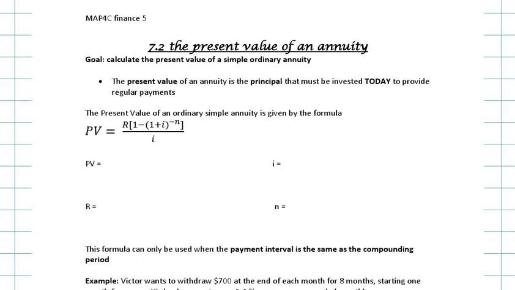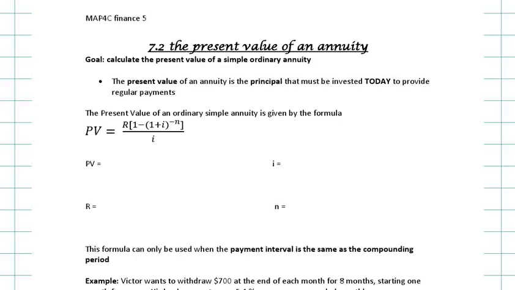Now the question is, what if you want to have a regular payment that you want to take out every single month from your account, and you want that regular payment to last you for 10 years? Okay? How much money should you deposit in the account today in order to be able to get that regular payment for the next 10 years?